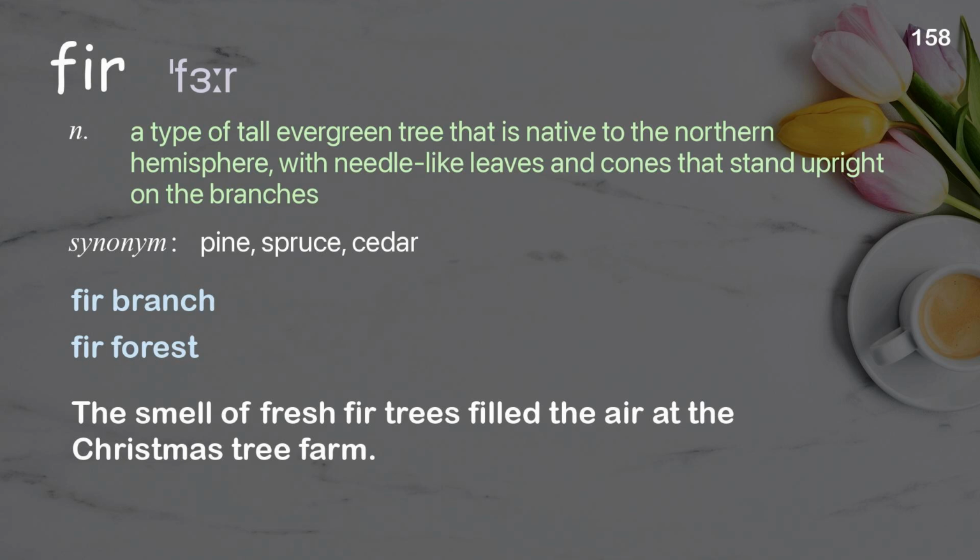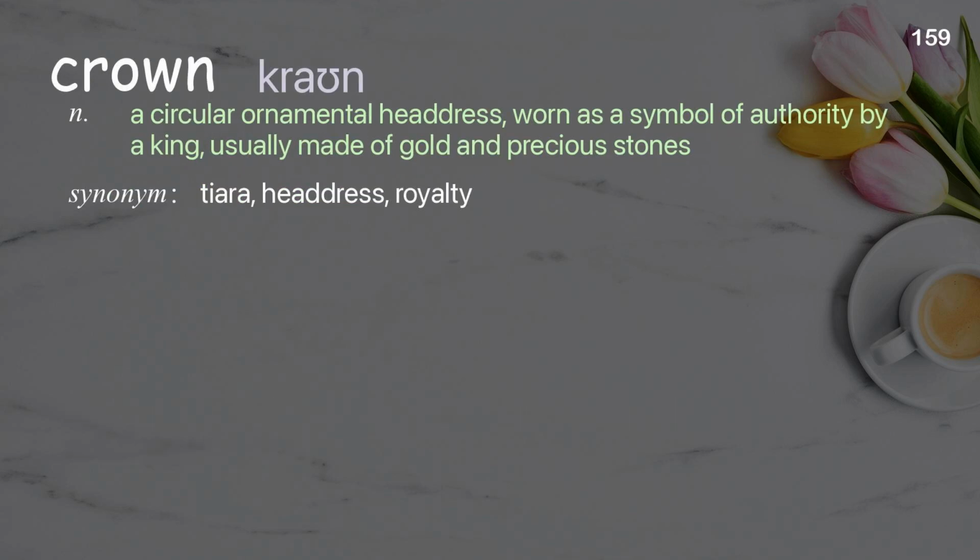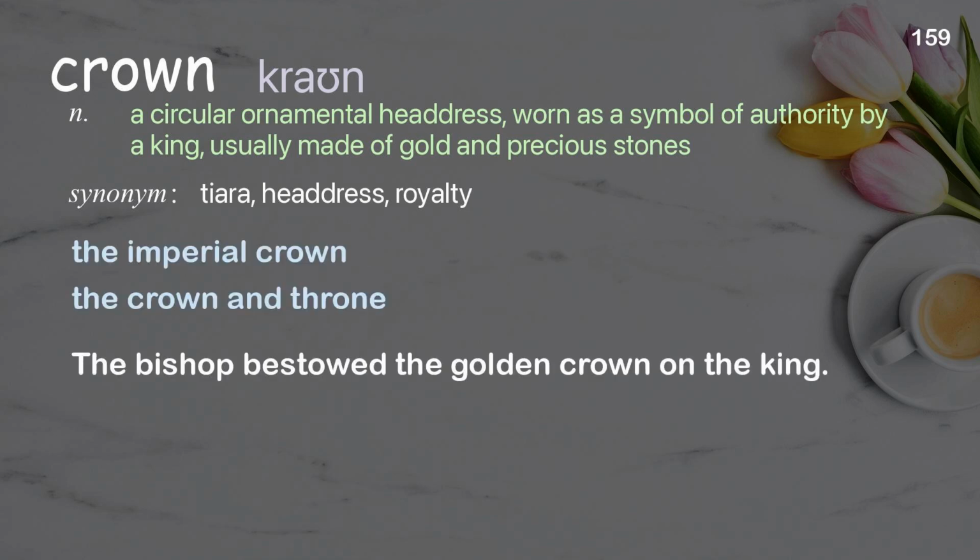Crown. A circular ornamental headdress, worn as a symbol of authority by a king, usually made of gold and precious stones. Examples: The imperial crown. The crown and throne. The bishop bestowed the golden crown on the king.